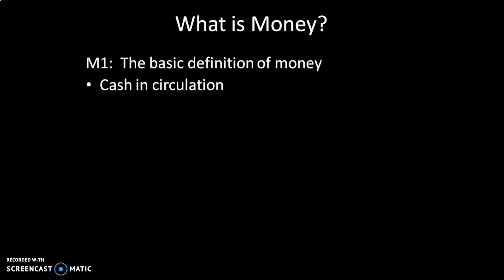So, what is money? This is not actually as obvious a question as you might think. There are actually several things that constitute money. First of all, we're going to use the basic definition of money, which we call M1. M1 consists of cash in circulation.